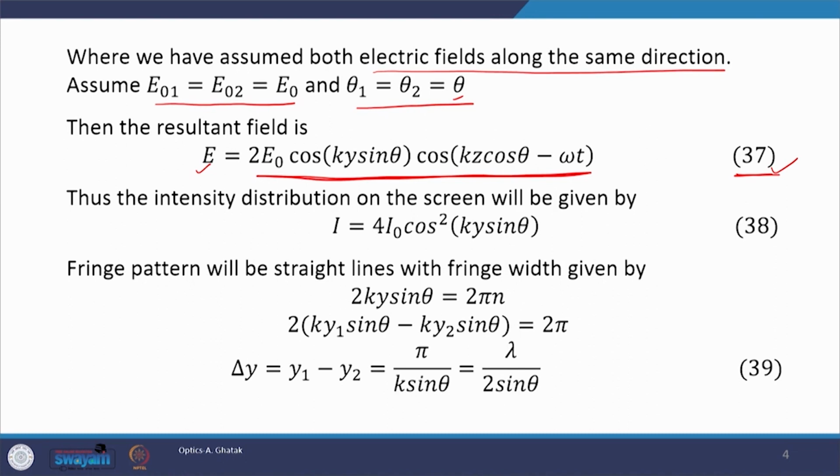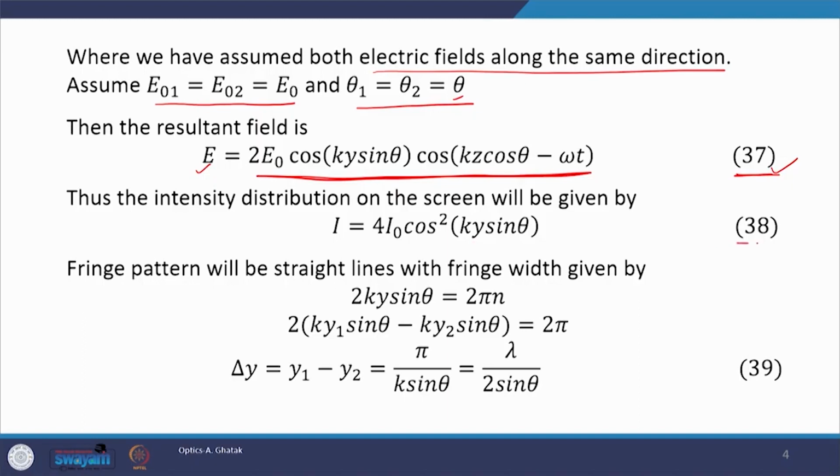How to calculate the irradiance? Take the time average of E square. This is what is done here, and the irradiance or the intensity on the screen is given by equation number 38. This is the final intensity. Once the intensity distribution is given, then we know the fluctuations in intensity. We know the places where intensity is maximum, and the places where intensity is minimum, thus forming the fringe pattern. Once the fringe pattern is known, we can calculate the fringe width here.